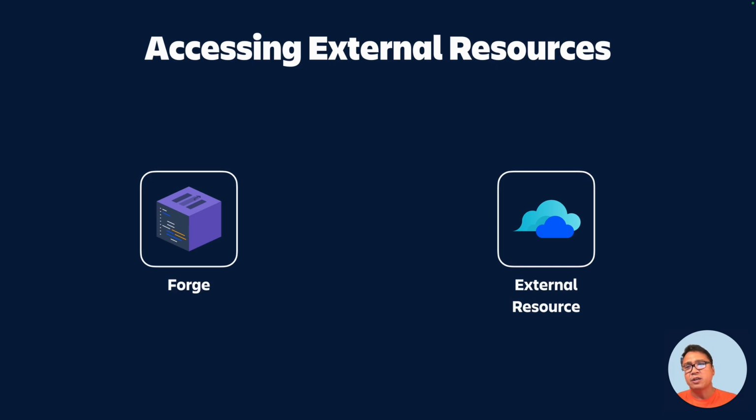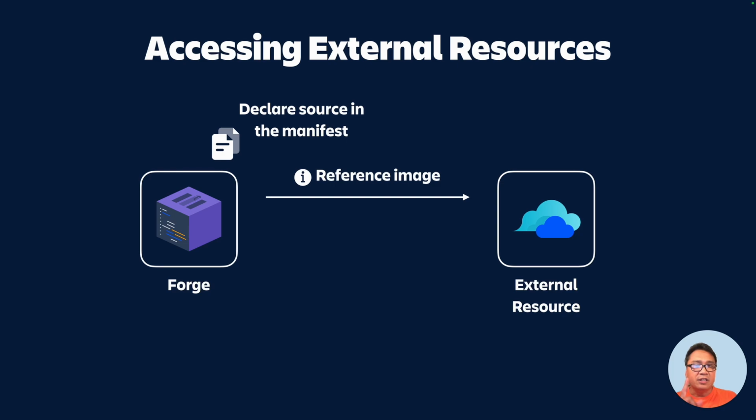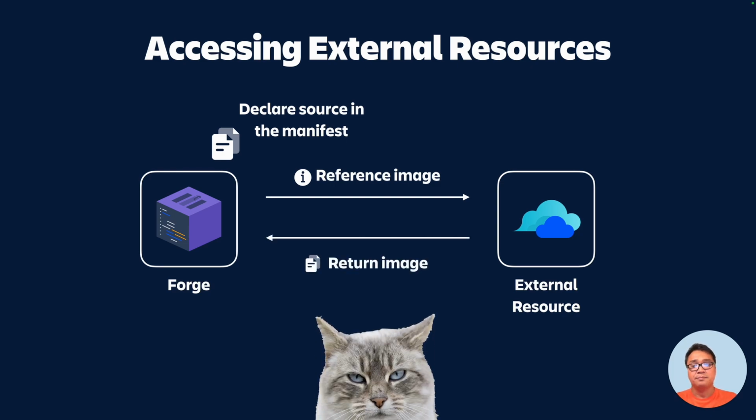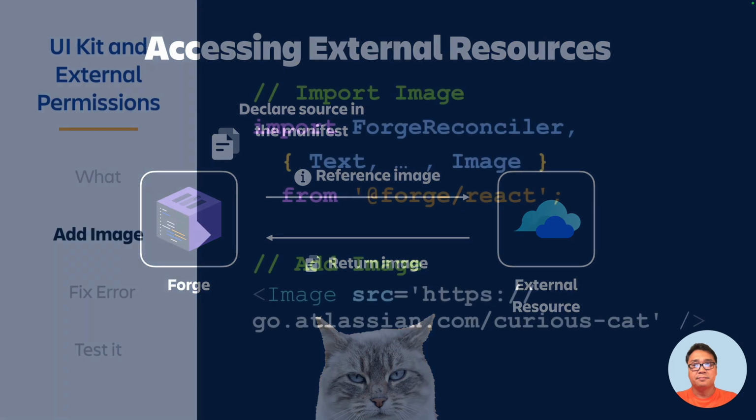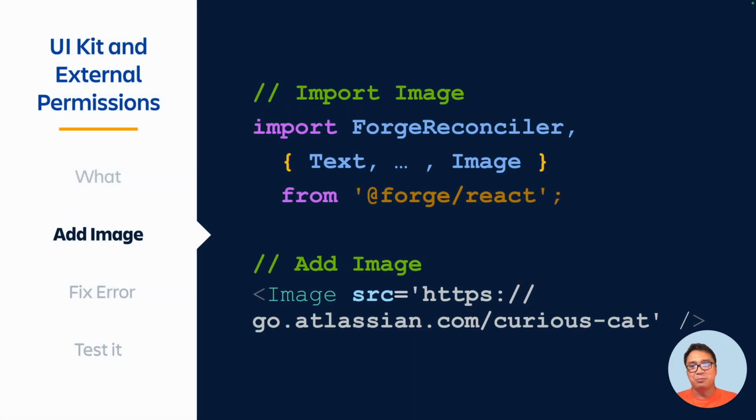First, we declare the source URL or host name of where the resource is located, and we make this declaration in the manifest. In doing so, we're allowing our app to access a resource hosted outside of our app. In this UI exercise, our app will reference an image from an external location. And if declared properly in the manifest, we'll be able to see that image load. Let's see how we'll approach this.